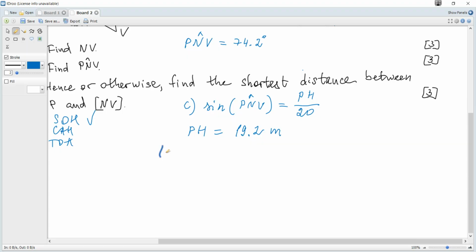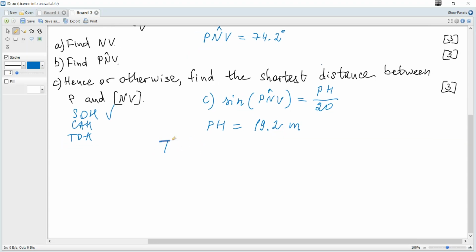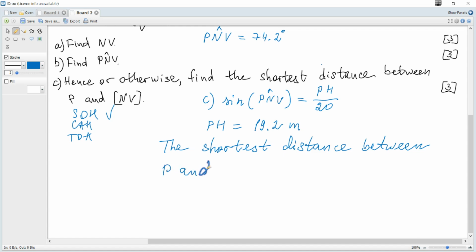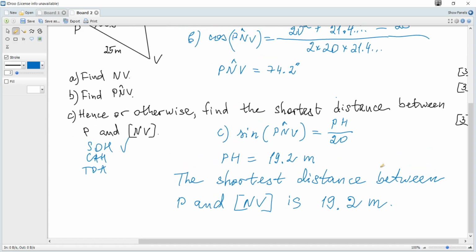So hence the shortest distance between P and NV is 19.2 meters. And that's all for this question.